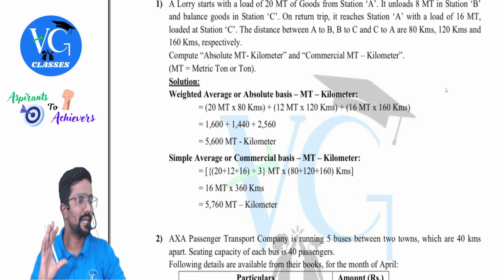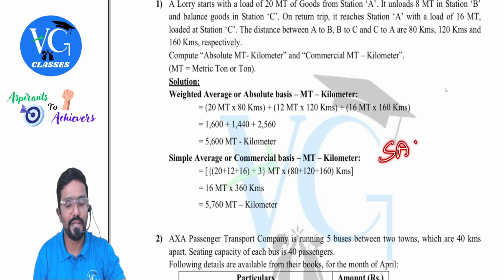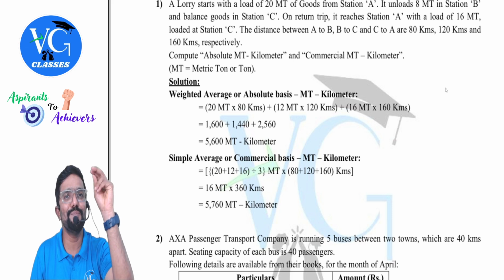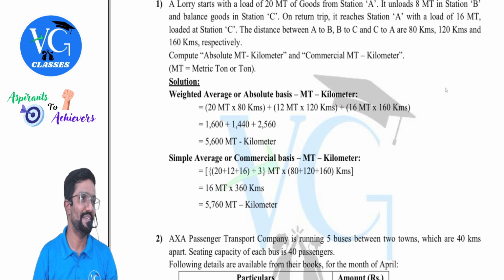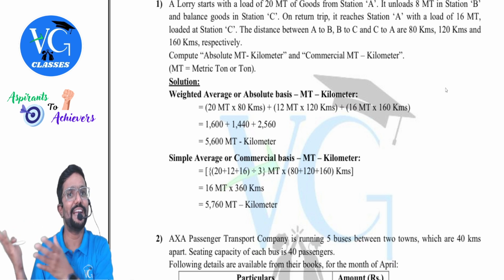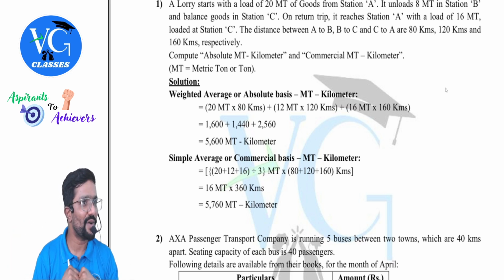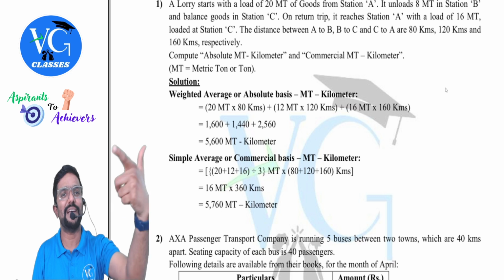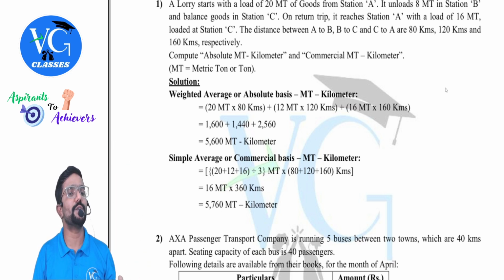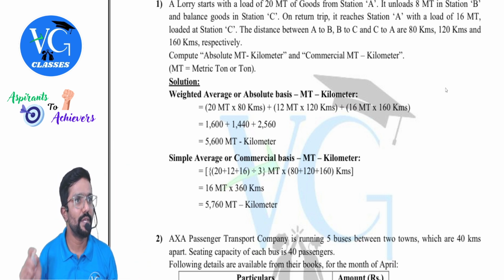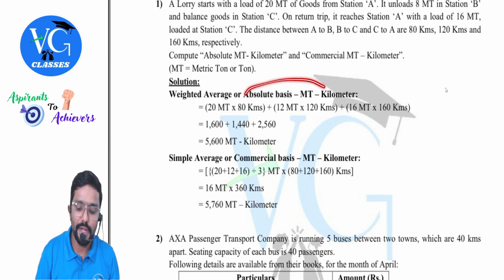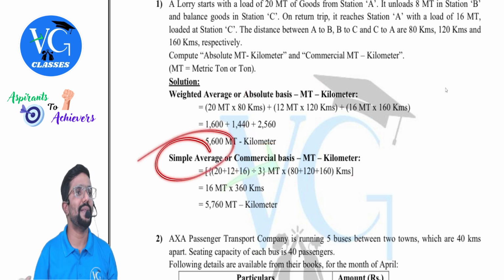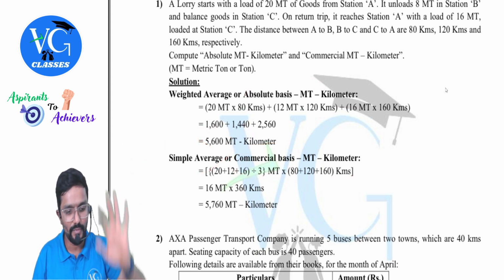Hope you understand. Guys, even in the case of store ledger, in the simple average method, whenever we used to issue, we used to take the simple average of prices, then multiply with the quantity, and we will get the cost of issue. Same way here. You need to take the simple average of weight or passengers and multiply that with total distance traveled. You will get the commercial metric ton kilometer, or we simply call it simple average.